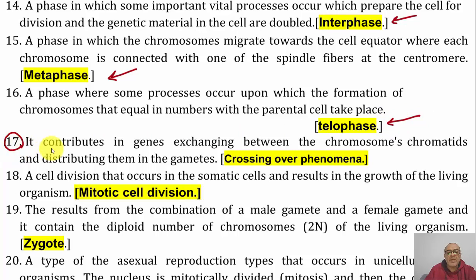Number 17, it contributes in genes exchanging between the chromosome chromatids and distributing them in the gametes, the crossing over phenomenon. A cell division that occurs in the somatic cell and results in growth of the living organism, mitotic cell division. The result from the combination of male gametes and female gametes, we said it's called zygote.